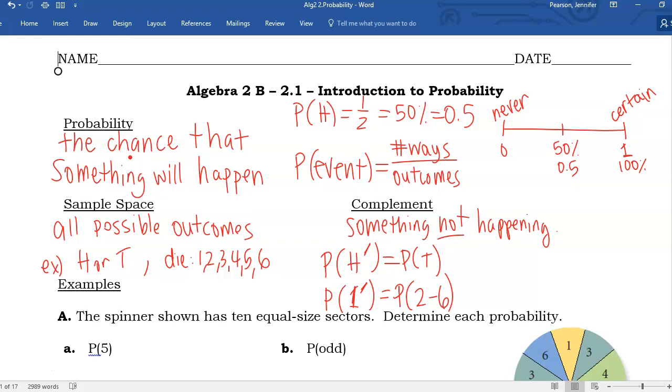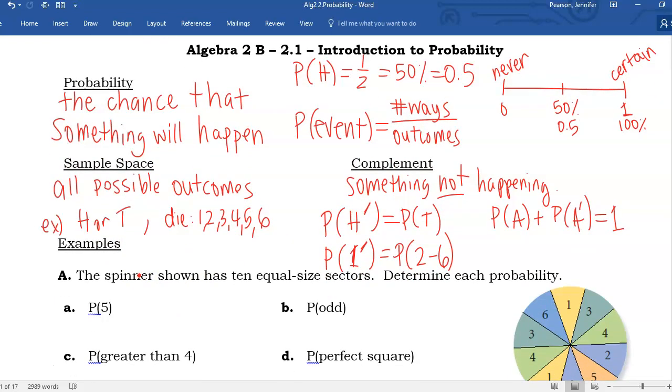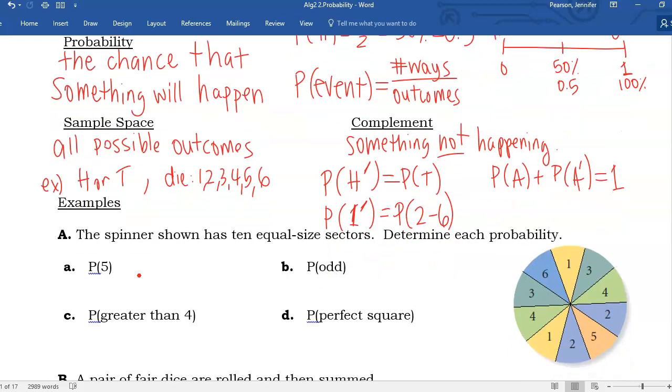Now, if you add up the probability of something and its complement, that's always going to equal 1 whole or 100%, right? So the probability of heads and its complement tails, 50% and 50%, that's 1 whole. Rolling a 1 is 1 out of 6. Rolling a 2, 3, 4, 5, 6, that's 5 out of 6. So if we add those up, again, that is 1. So with some basic notes out of the way, let's try a couple practice problems.